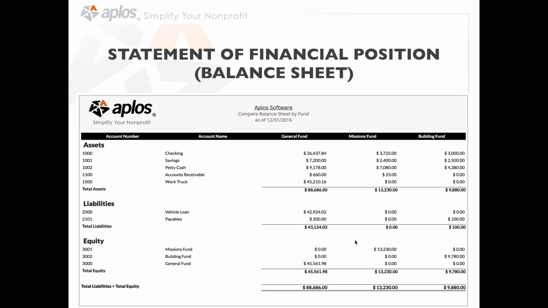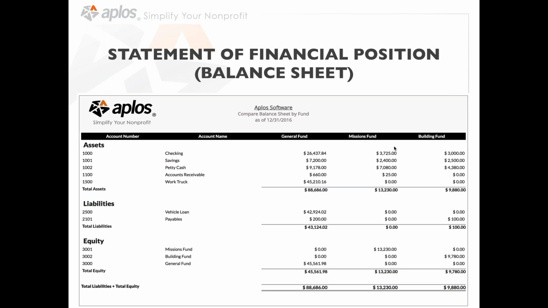So again, left to right, top to bottom, you've got general fund there. The balance being $26,500 in checking. Savings has $7,200, petty cash $9,200 or so. All the way down, it's got its liabilities, and then all the way down at the bottom, the very last fund balance there. So again, assets minus liabilities is your fund balance down there at the bottom for the general fund. Same thing goes for missions.